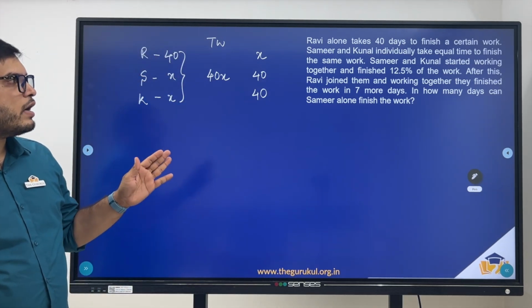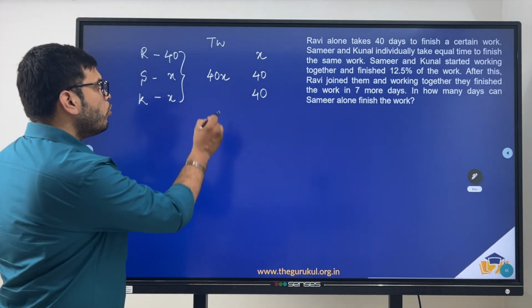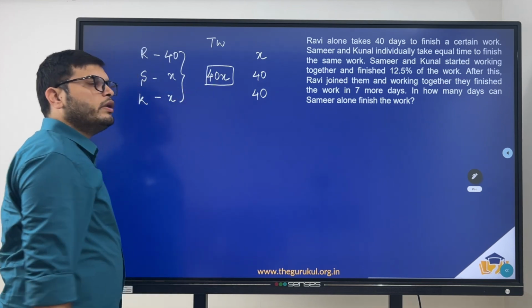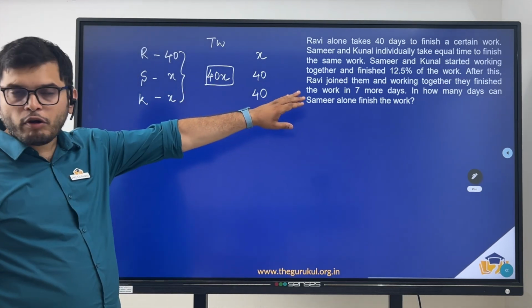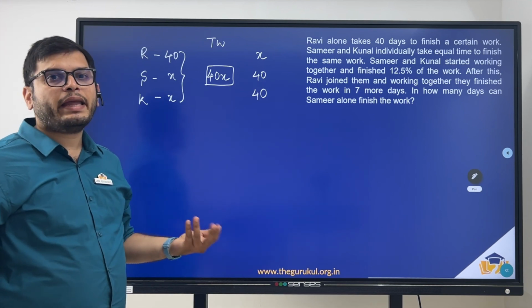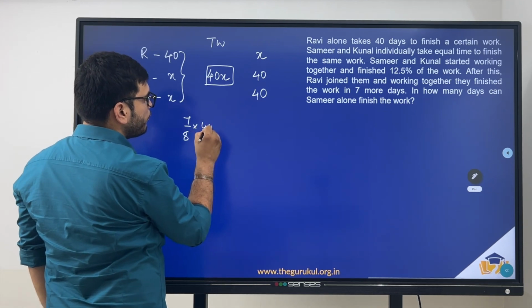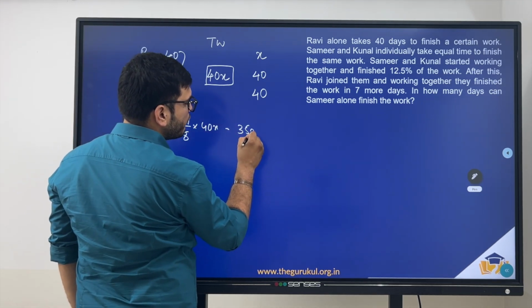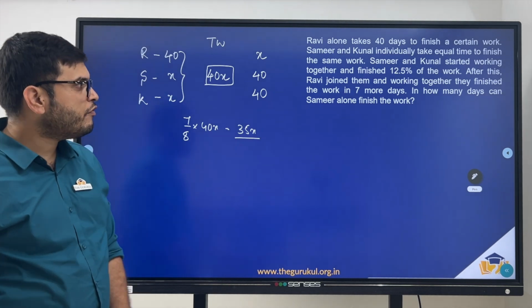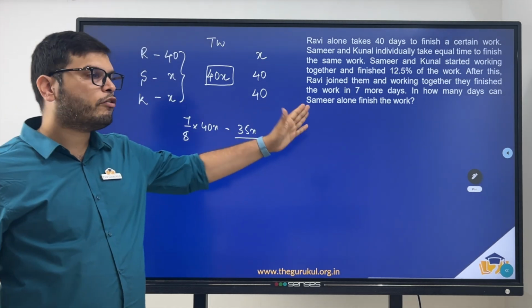Now Samir and Kunal started working together and finished 12.5% of the work. Total work is 40X. They have completed 12.5%, which is nothing but 1/8, right? So we are left with 7/8 of the work. Now what is 7/8 of 40X? 35X. So 35X units are left, and this was finished by all three of them working for 7 days.